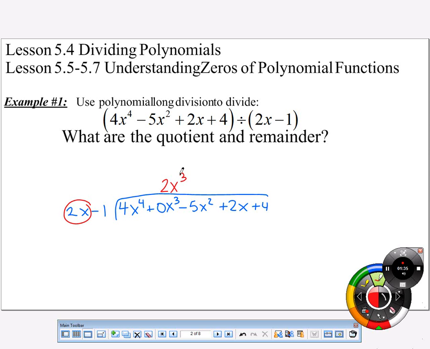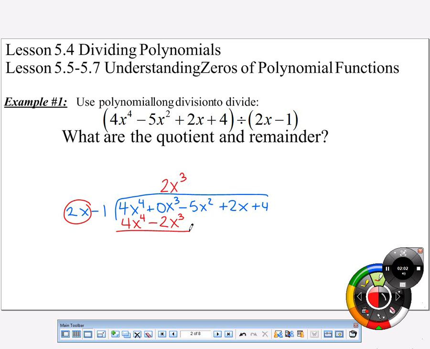Why I wrote it over here is because now when I take what I wrote and I multiply it by the divisor out here, how many terms is it really going to have? It's going to have that 2x cubed times 2x, but it's also going to have 2x cubed times minus 1 because 2x cubed has to multiply the whole quantity of 2x minus 1. So I would get 4x cubed, or sorry, 4x to the 4th minus 2x cubed.